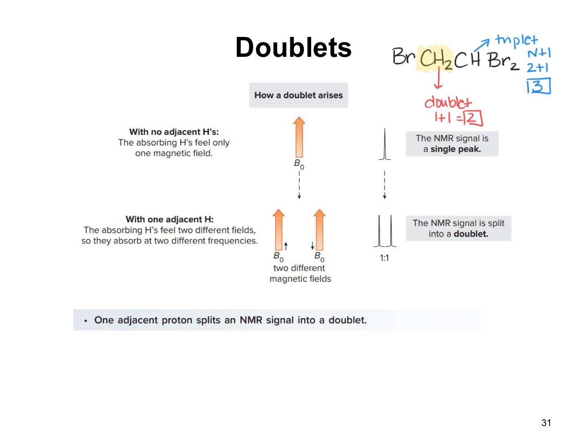So here's the deal. If you have a proton with no adjacent protons, that absorbing proton only feels 1 magnetic field. If you have a proton or set of protons like we do with 1 adjacent hydrogen right here, okay, it's going to feel 2 different fields, and so they absorb at 2 different frequencies, and that's why we end up with a doublet. So 1 adjacent proton splits an NMR signal into a doublet.